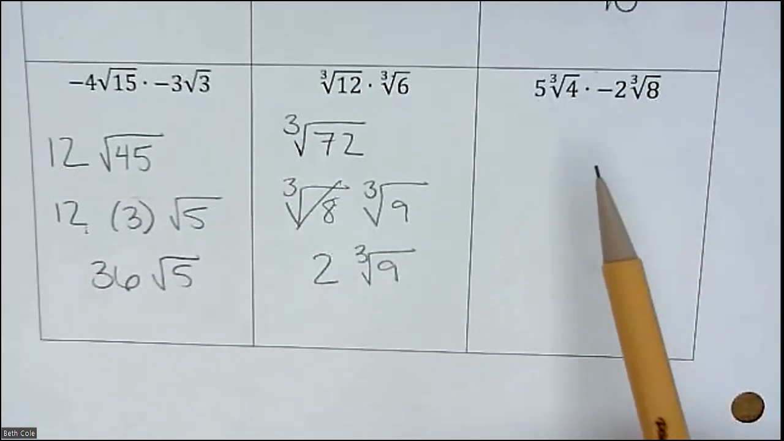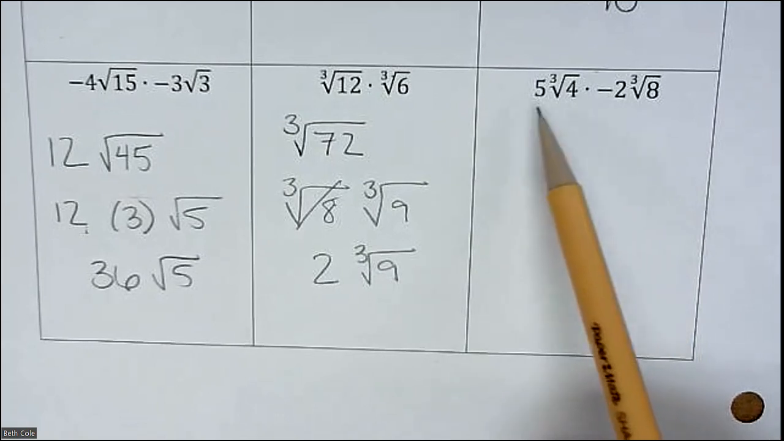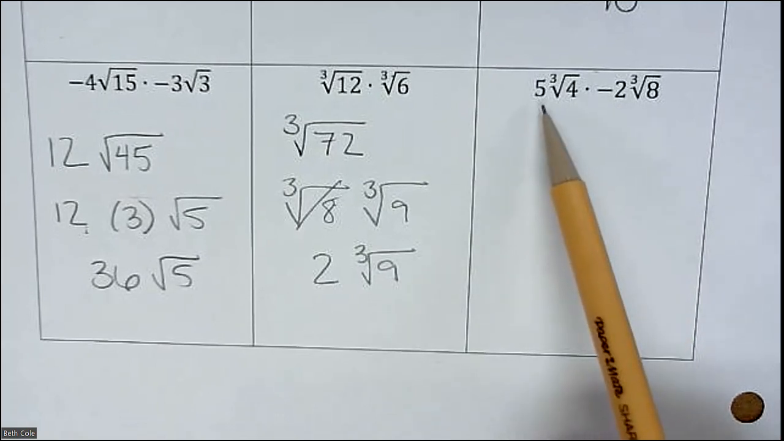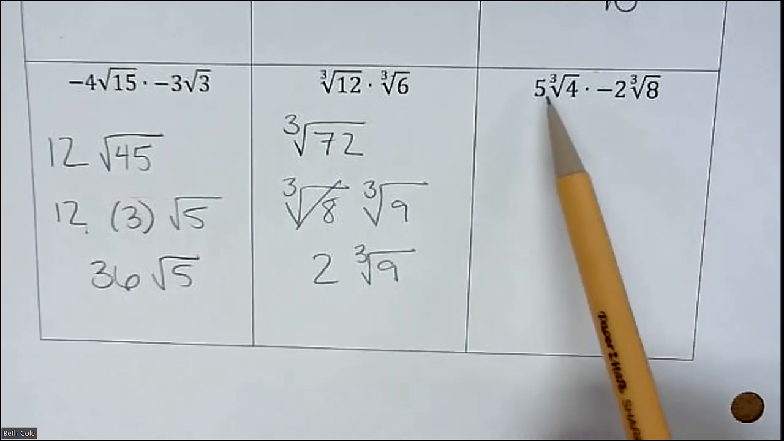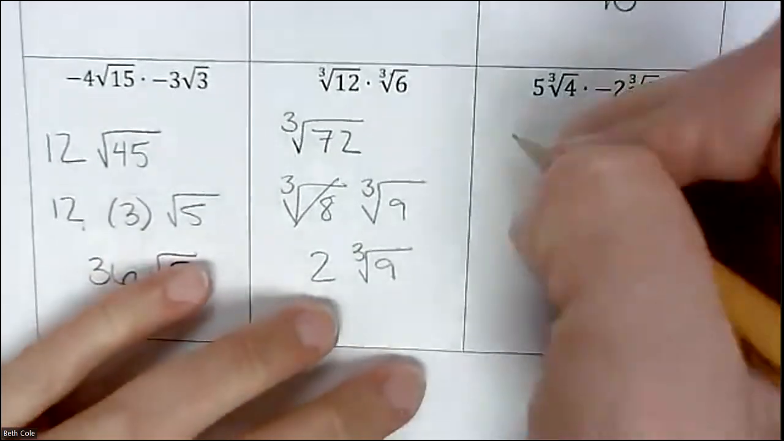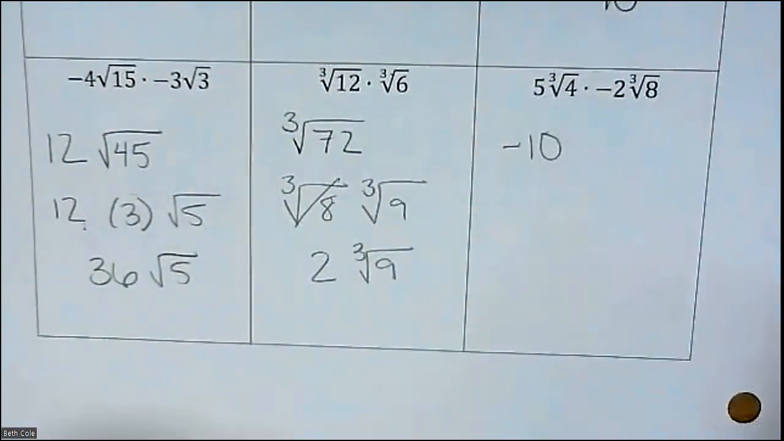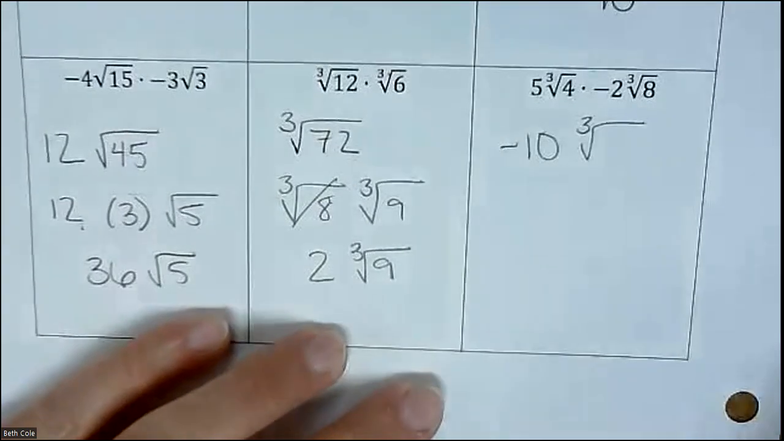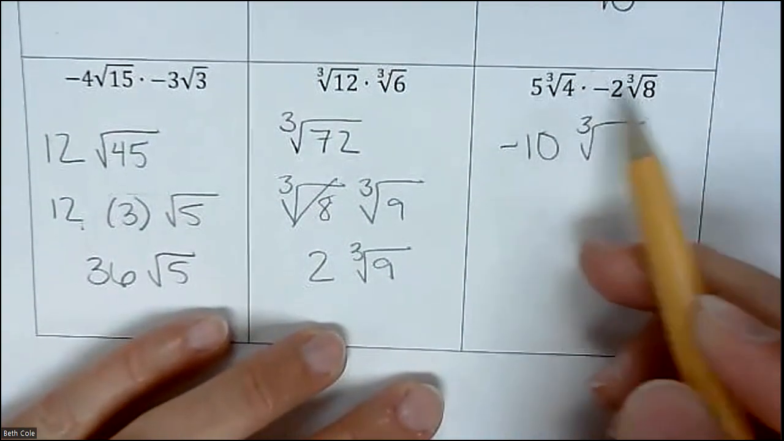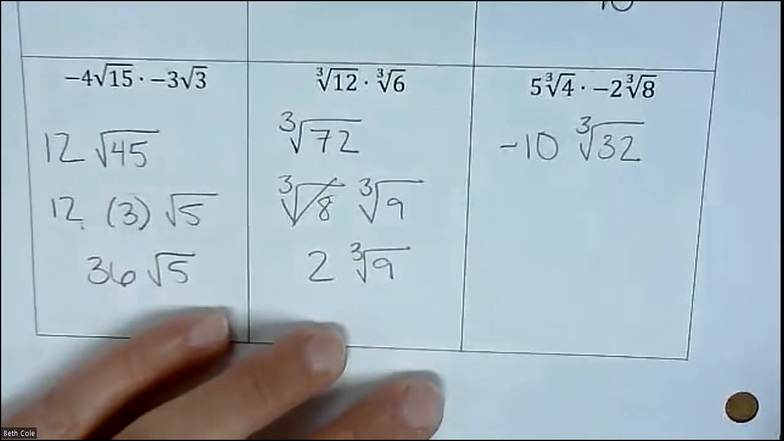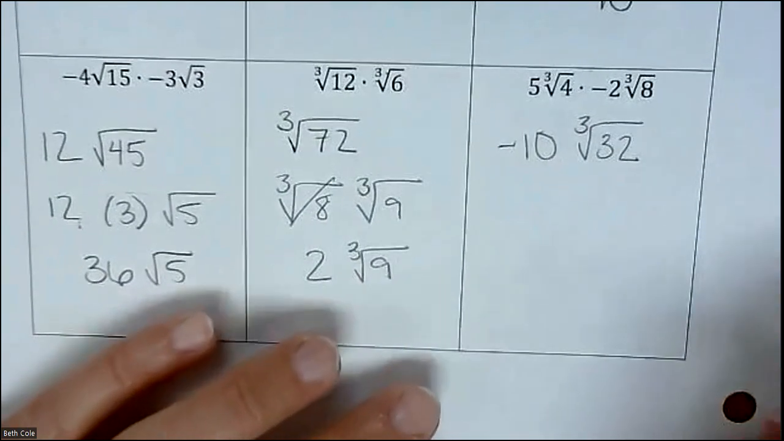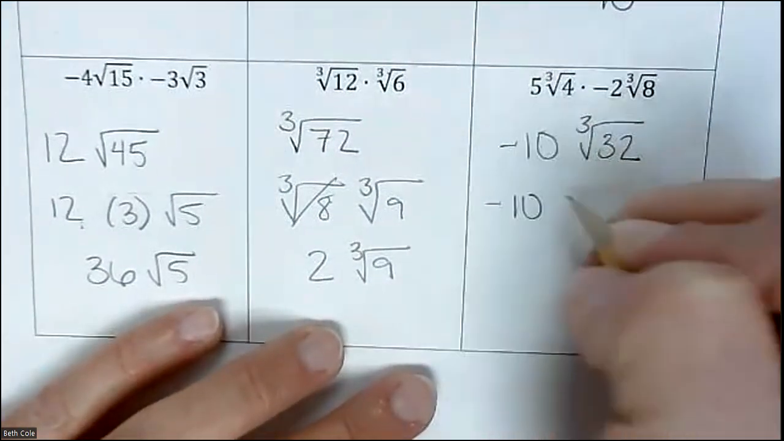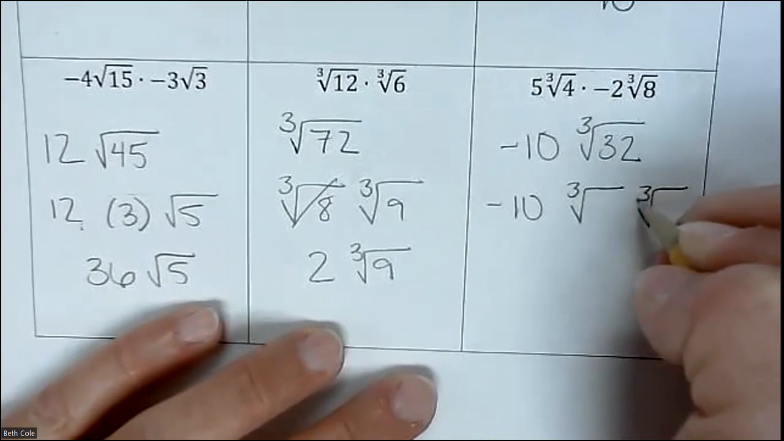All right, which two numbers are we gonna multiply together first? Good. 5 times -2 is -10. Put a cube root. And then you're gonna do 4 times 8, which is 32. You guys know your times tables. All right, the -10 is kind of just there. Draw your two little houses.